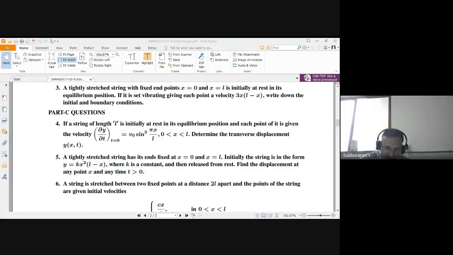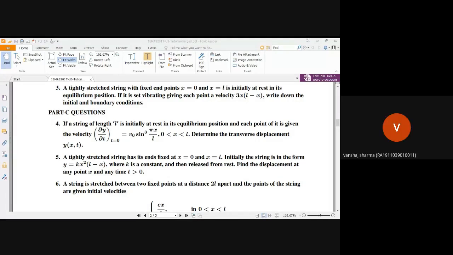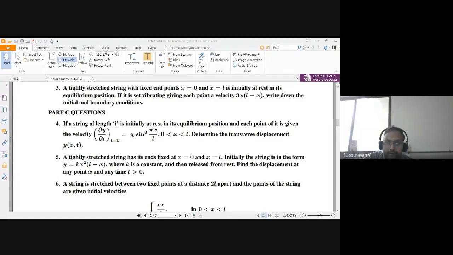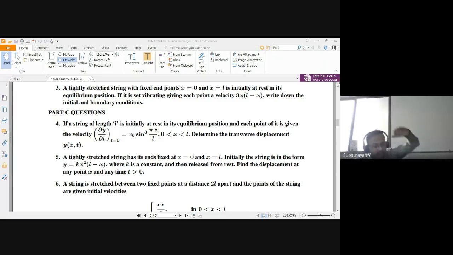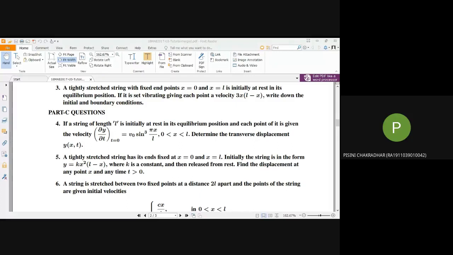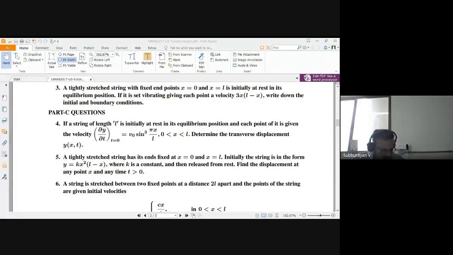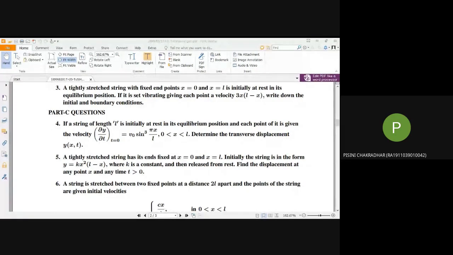Any doubt in this? So we take sin of n pi ct by L, because for a velocity problem you will get capital C equal to 0. In the other problems, we'll get D equal to 0, so we'll take cos.